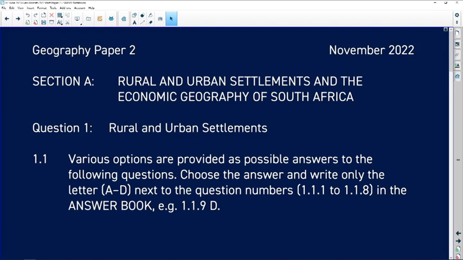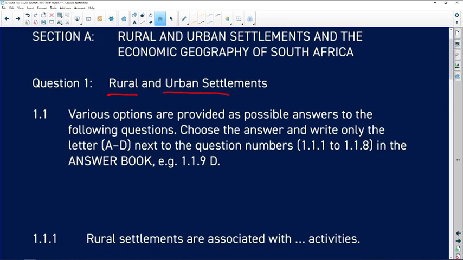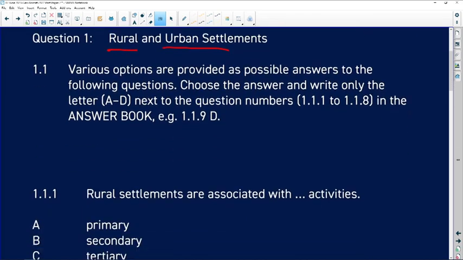Now, if you look at our first question, we focus on rural settlements and we focus on urban settlements. Now, question 1.1, we need to choose the correct answer. It's multiple choice, and let's see what's being asked.